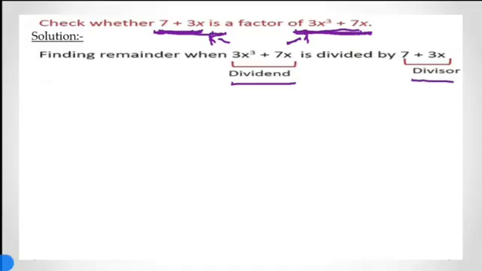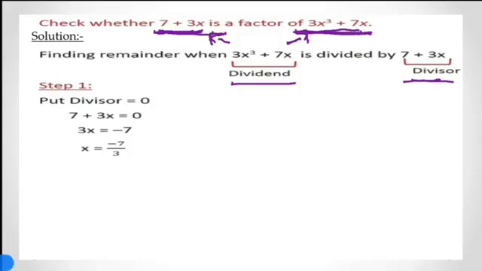In the first step we are going to equate the divisor to 0. That means 7 plus 3x equals 0. Observe here, put divisor equals 0. That means 7 plus 3x equals 0. Now we need to solve for 3x, that means we need to solve for x. So write 3x as it is and shift plus 7 to the RHS. We get minus 7 here, and now solve for x. So x equals minus 7 by 3, right?